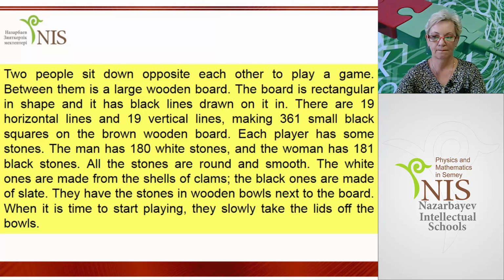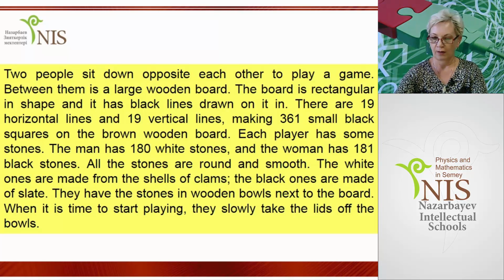Two people sit down opposite each other to play a game. Between them is a large wooden board. The board is rectangular in shape, and it has black lines drawn on it. There are 19 horizontal lines and 19 vertical lines, making 361 small black squares on the brown wooden board.